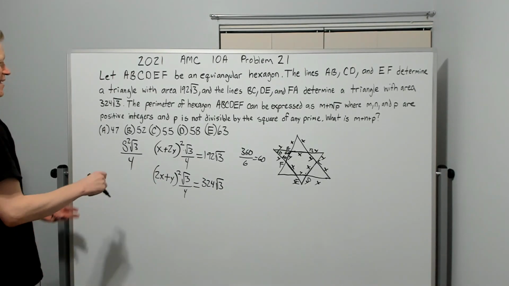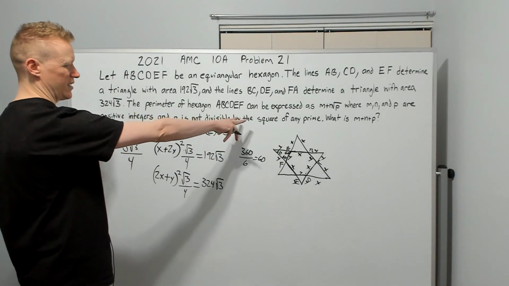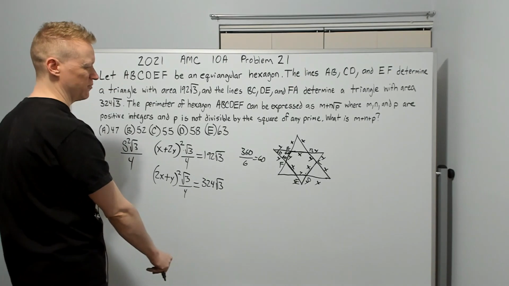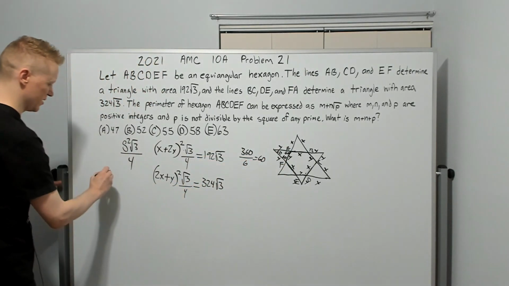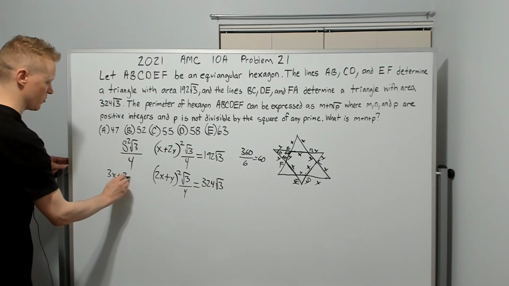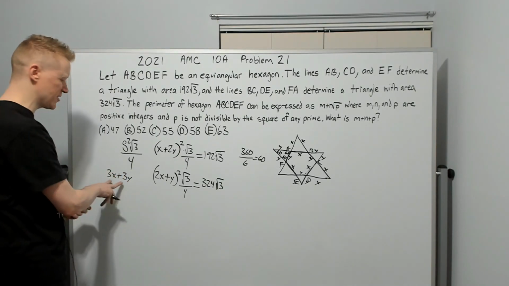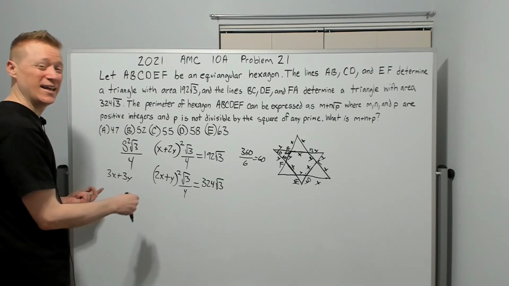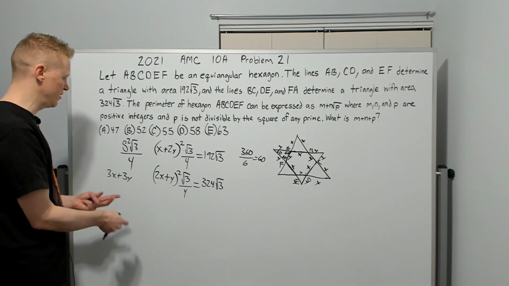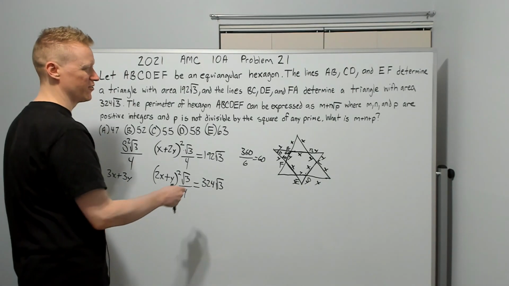Based on that, now we want to think the perimeter of hexagon ABCDEF. Well, what is the perimeter of our hexagon? It was 3x plus 3y. Okay, so we're looking for that. I kind of like to write things down I'm looking for, so in case I come across it sometime when I'm solving, it's right there to look at and confirm that's what I need.